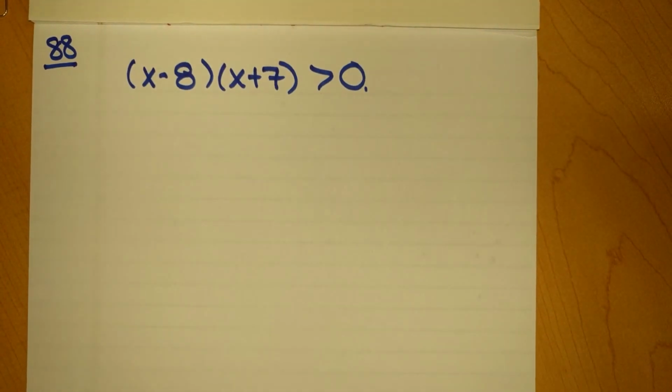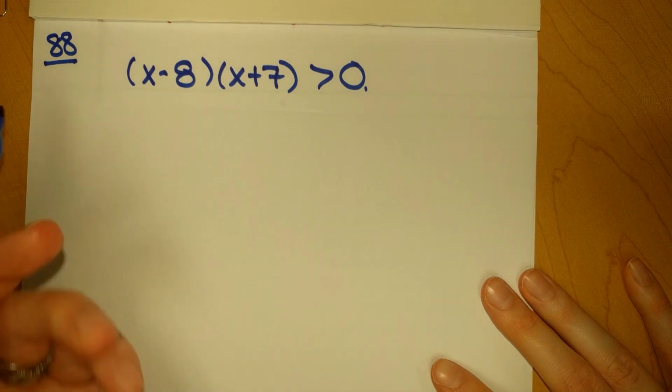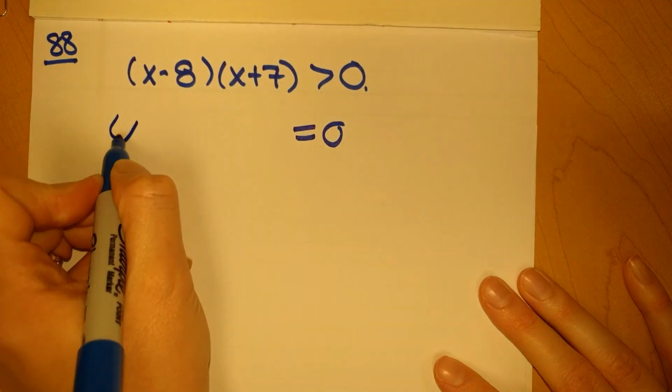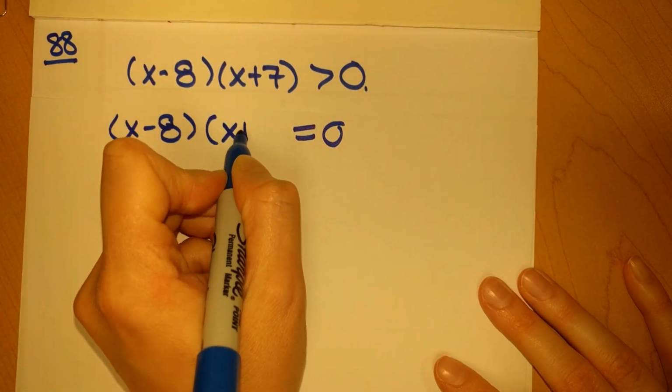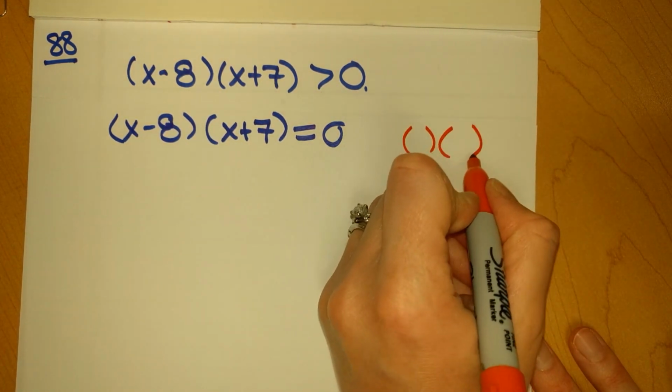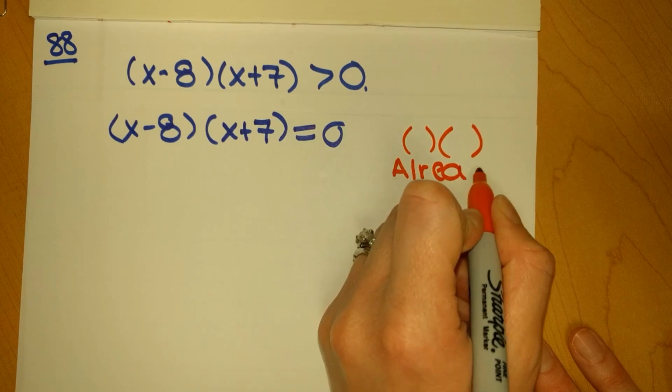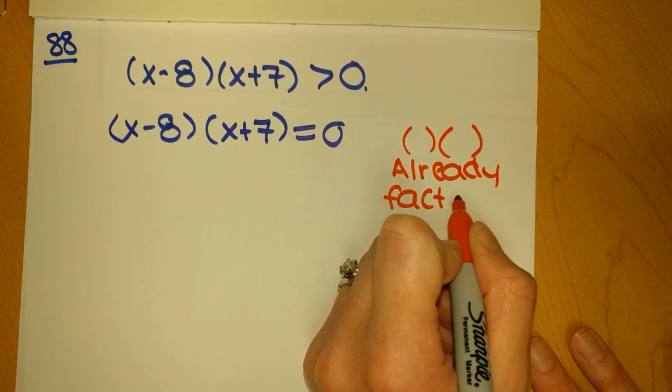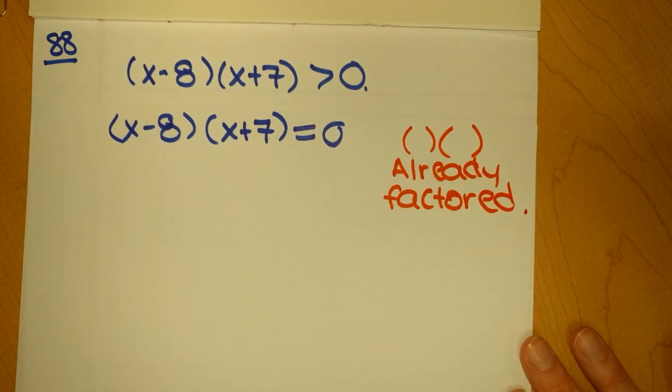All right, so for this question, we're trying to solve a polynomial inequality. And the first thing that you should notice is that if this was an equal to, if it was (x minus 8)(x plus 7) equal to 0, we would get super excited because we would say it's parentheses, parentheses, it's already factored. And so because it is already factored, we will set each of those factors equal to 0.